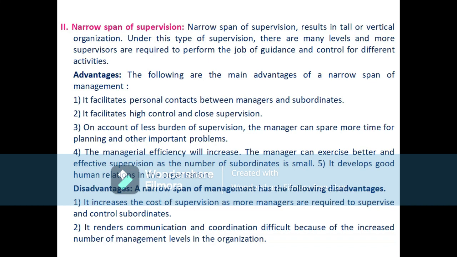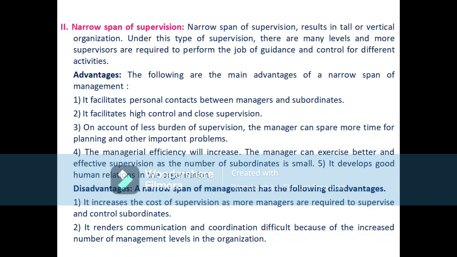Another one is disadvantages. A narrow span of management has the following disadvantages. It increases the cost of supervision, as more managers are required to supervise and control subordinates. If 100 students are managed by one teacher, the cost is incurred for only one teacher.